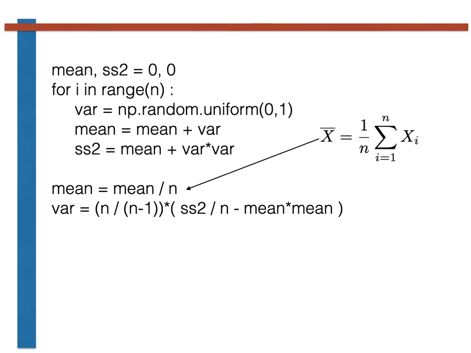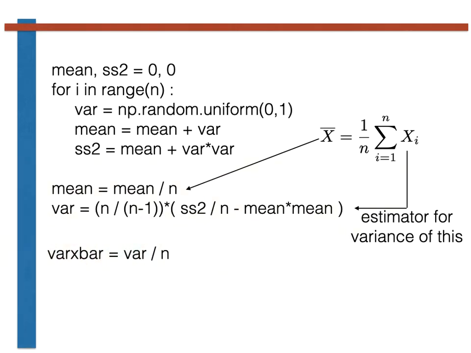I would just note, however, that the sample variance that we have computed is an estimator for the variance of xi. In other words, this is an estimator for the variance of the random variable. It is not an estimator for the variance of the sample mean. To estimate the variance of the sample mean, we have to divide this estimate var by n. Var x bar here is thus our estimate for the variance of the sample mean.